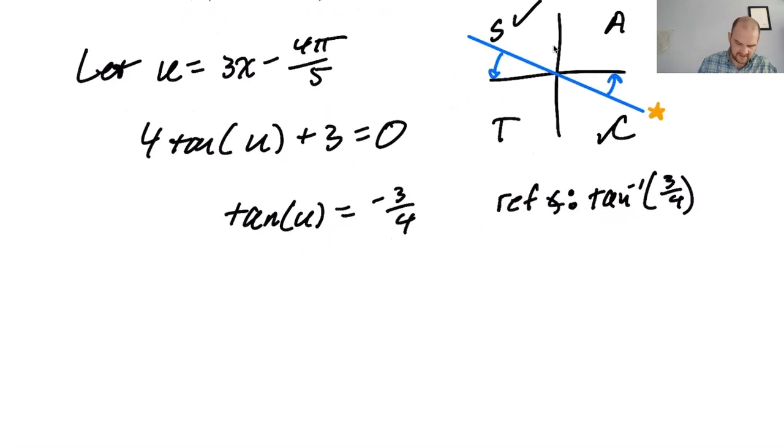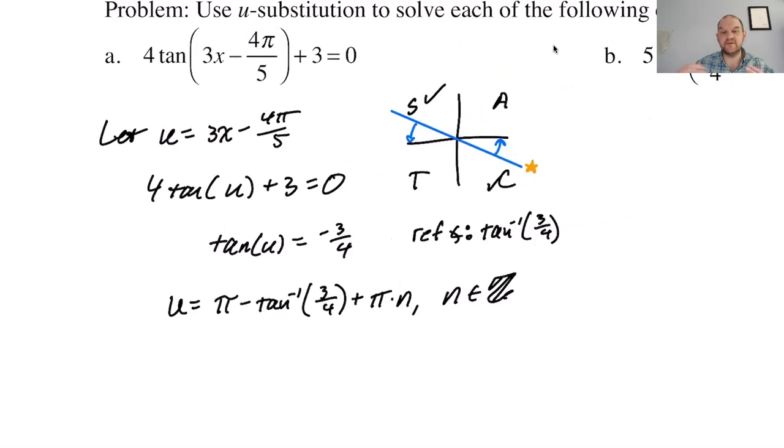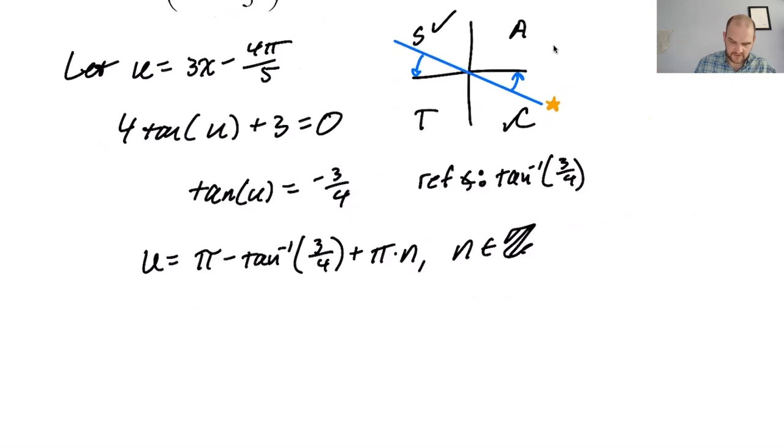What I'm going to do instead is say that u is equal to, second quadrant, pi minus tan inverse of 3/4, the reference angle, but then I have to generalize. So the period of tangent is pi, so plus pi times n. I know n is an element of the integers. Sometimes I just save that until the very end. It depends on how many steps I'm going to have to do, because I don't want to have to write that a million times.